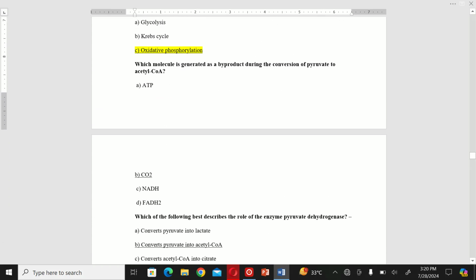The next MCQ: which molecule is generated as a byproduct during the conversion of pyruvate to acetyl coenzyme A? A. ATP, B. CO2, C. NADH, and D. FADH2. So the correct option is B.